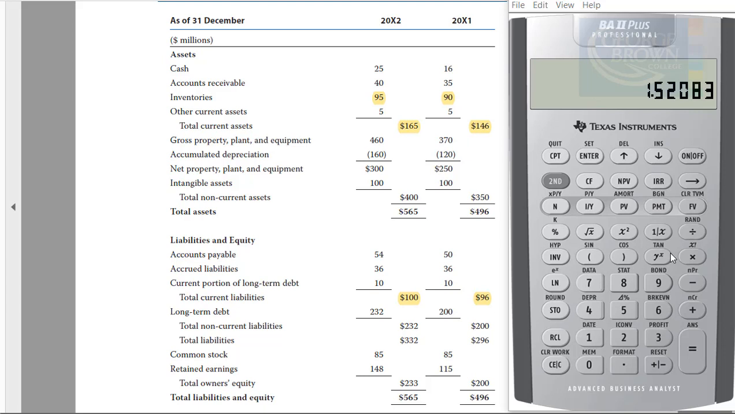So our evaluation would be, well, the current ratio has gotten better from 20x1 to 20x2, from 1.52 to 1.65, so that's a positive. However, comparing it to, say, an industry average or a rule of thumb of 2, our evaluation is that it is not as good as the industry average, and so we'd want to keep an eye on that current ratio, because it's indicating the company's ability to pay its short-term bills.